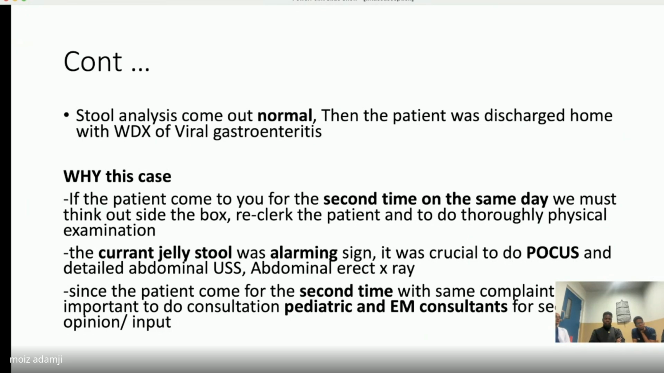During internship, we had a case of more than 24 hours of intussusception, and that baby went into septic shock.